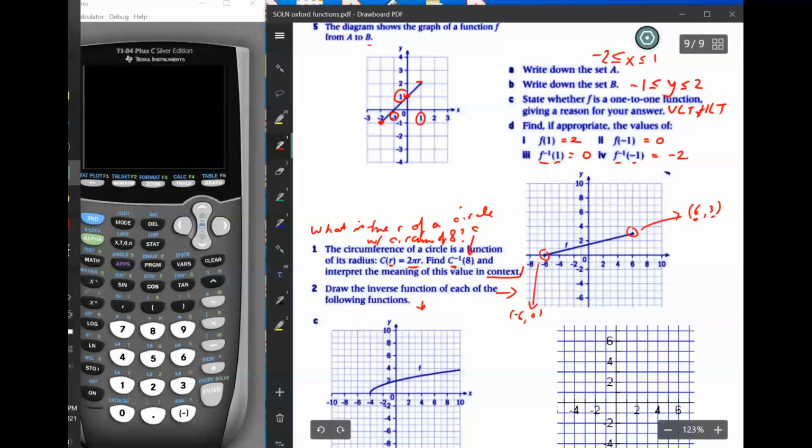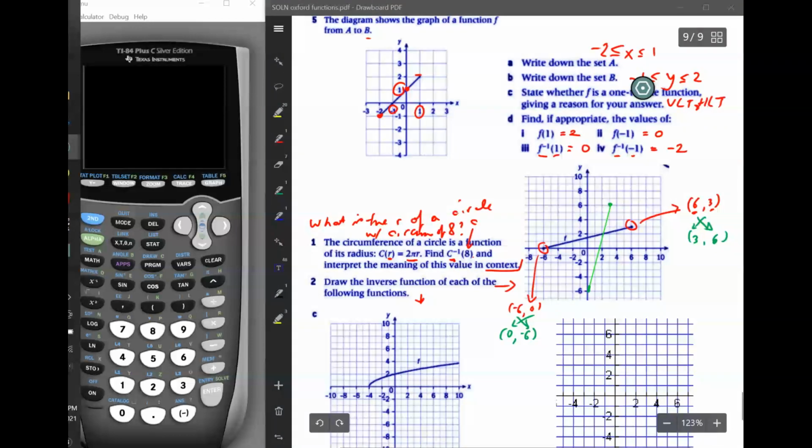Now what we're going to do is we're going to make our new function, which is the inverse function. And the inverse function is going to invert these two and replot it. So 6, 3 is going to become 3, 6. And negative 6, 0 is going to become 0, negative 6. And you're going to plot those points. So 0, negative 6 is here. And 3, 6 is here. Here's the line connecting them.